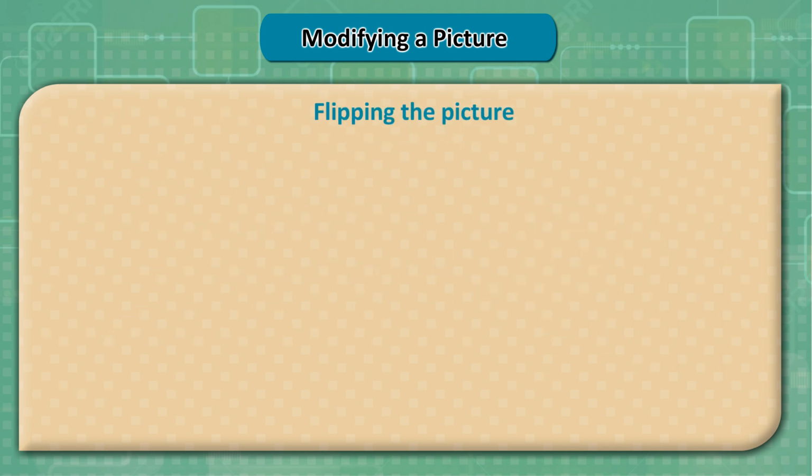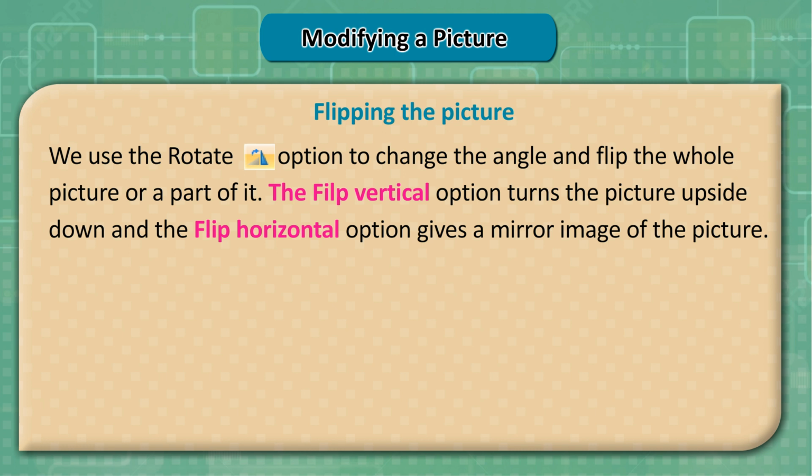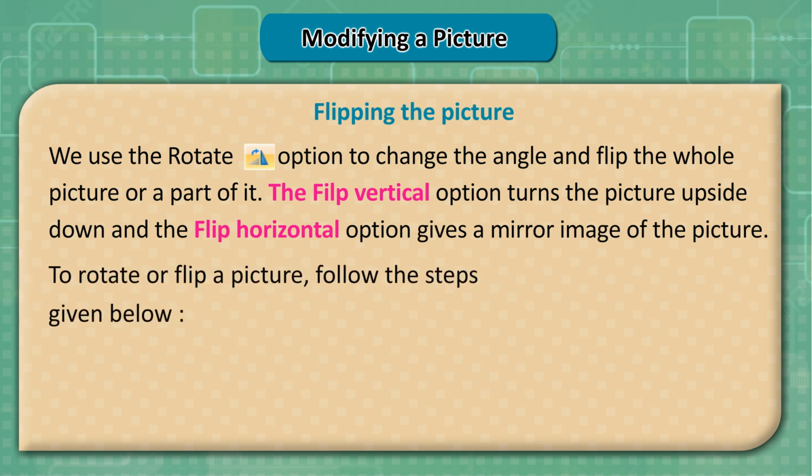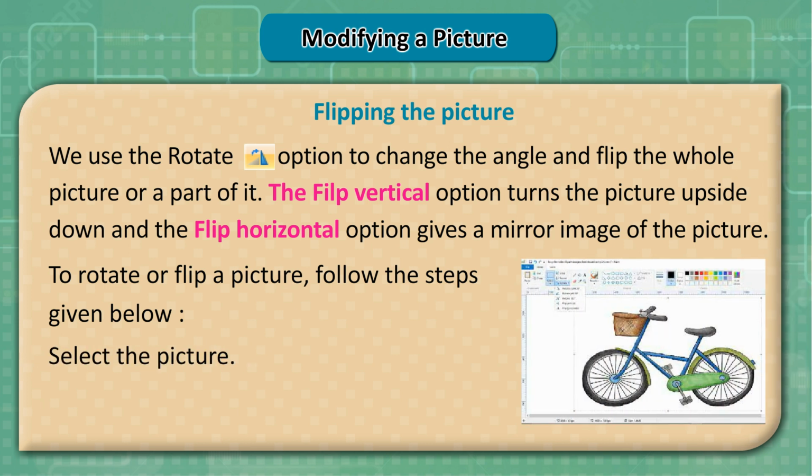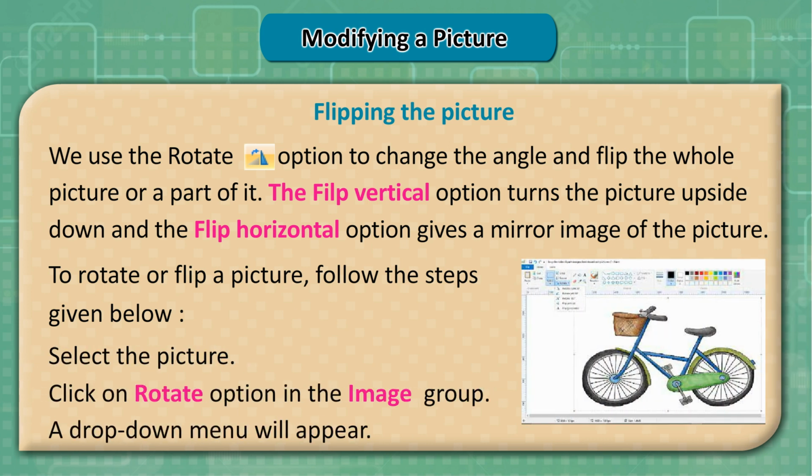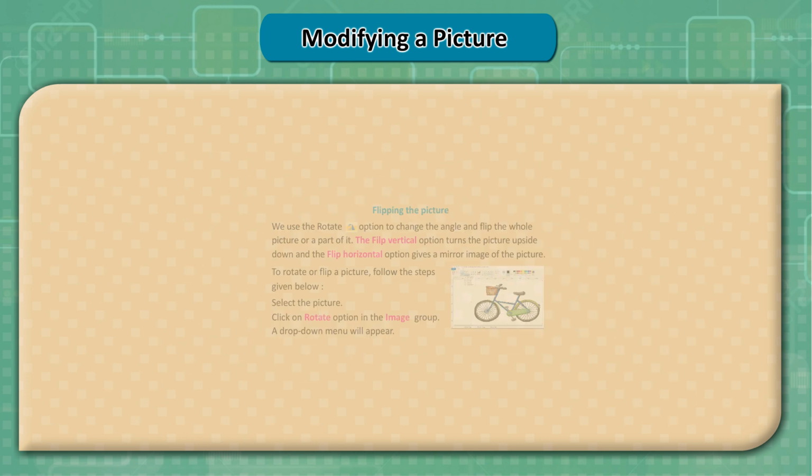Flipping the picture. We use the Rotate option to change the angle and flip the whole picture or a part of it. The Flip Vertical option turns the picture upside down and the Flip Horizontal option gives a mirror image of the picture. To rotate or flip a picture, follow the steps given below. Select the picture. Click on the Rotate option in the image group. A drop-down menu will appear.